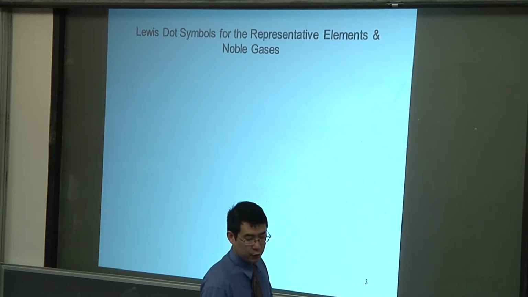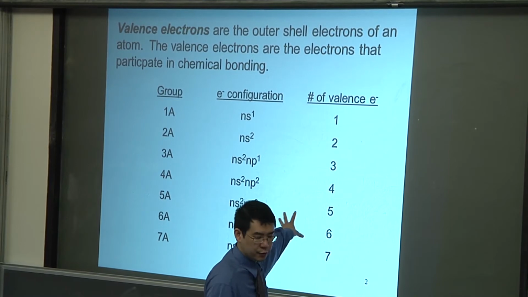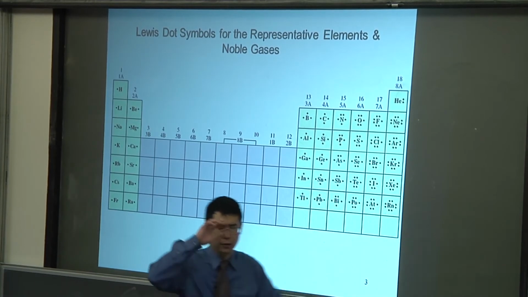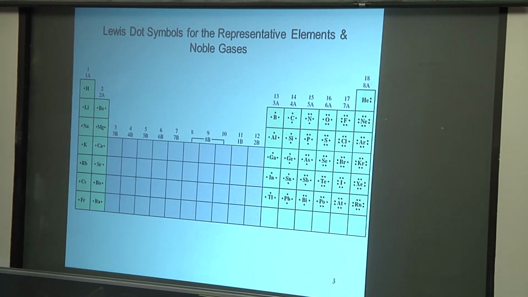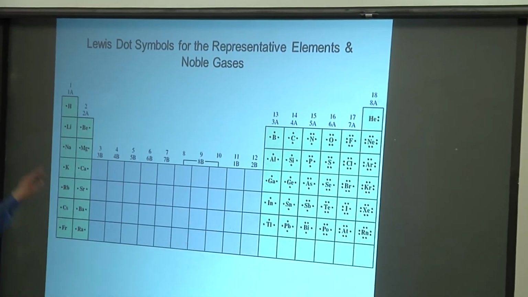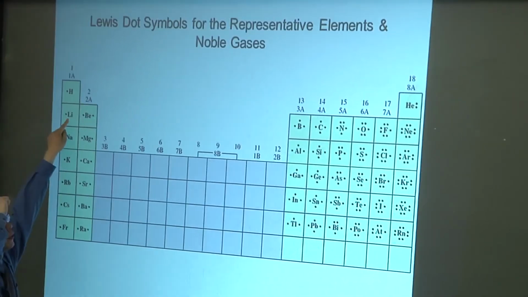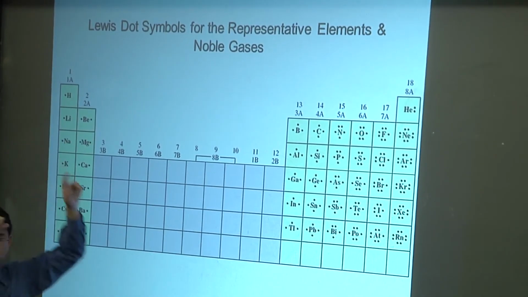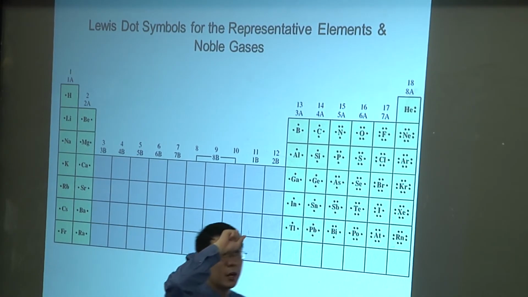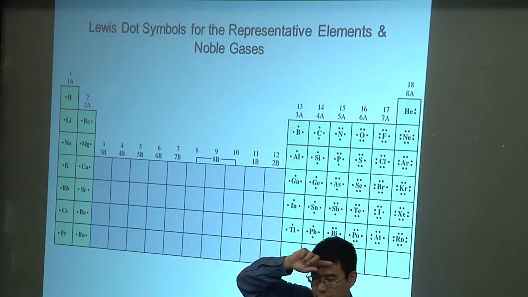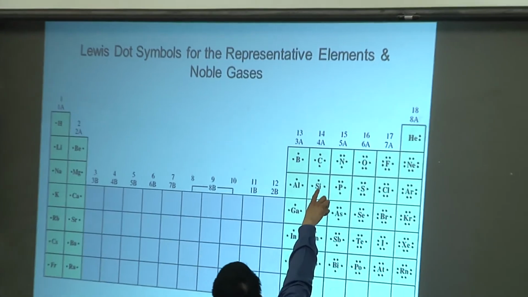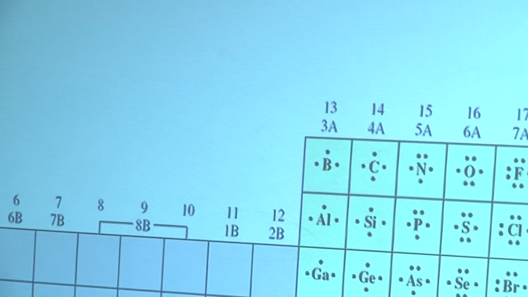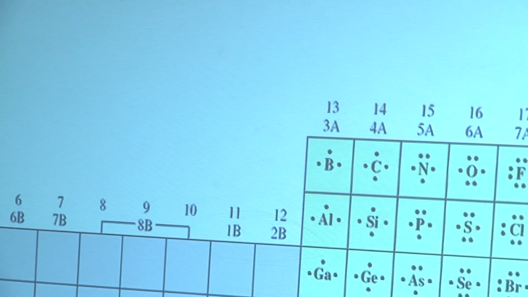And so one thing we can do is we can translate from this into what's called a Lewis dot symbol. So lithium is in group 1. It has 1 valence electron. And so we can represent lithium as Li with 1 dot. How many valence electrons does carbon have? 4. Yeah, so we can represent carbon with 4 dots, each dot representing an electron.